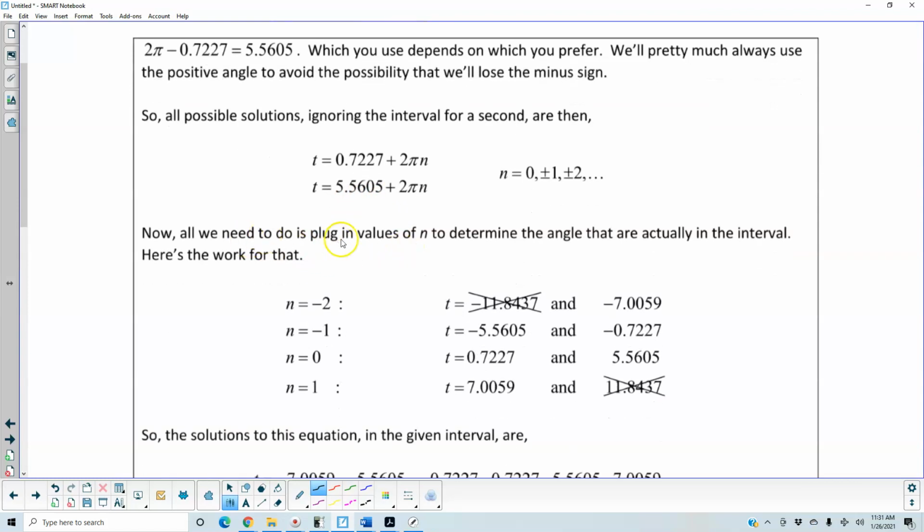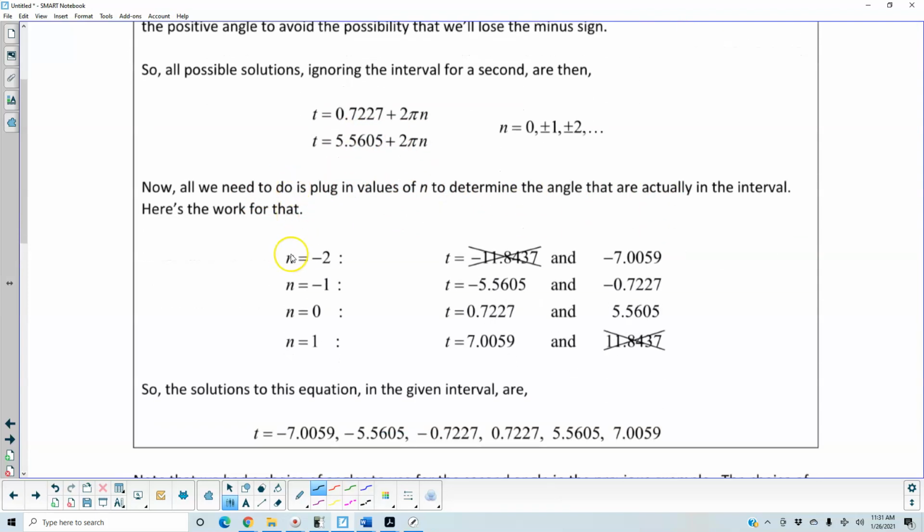Now all we need to do is plug in the values of n to determine the angles that are actually in the interval. And here's the work for that. If we plug in n equal to -2, t is equal to -11.8437. That's not a solution, but negative 7.0059 is. Plugging in negative 1 for n, t is equal to negative 5.605 and negative 0.7227.